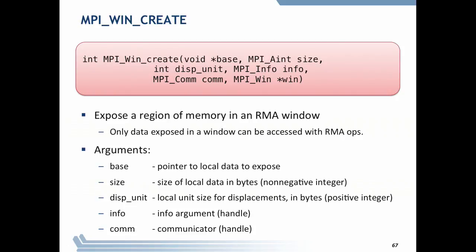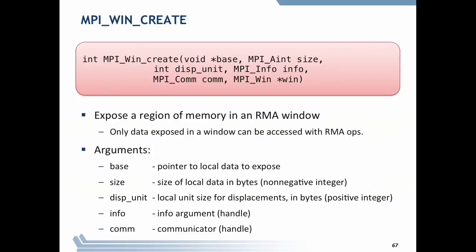Okay, so this is what win create looks like. We pass in the memory, the size in terms of an int. We pass in a displacement unit, and that's essentially a way to say how am I going to indicate where in that memory I'm referring to something. So you can make the displacement unit 1, in which case all of your locations are going to be offsets in bytes from the beginning.